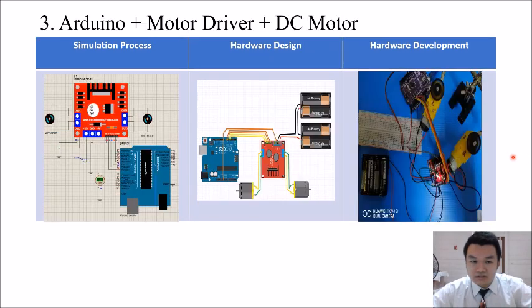The third test uses the Arduino interface with a motor driver and DC motor. The figures are shown below. This test analyzes the effect of the motor in driving forward, backward, turning left or turning right, in order to provide better movement for the robot.